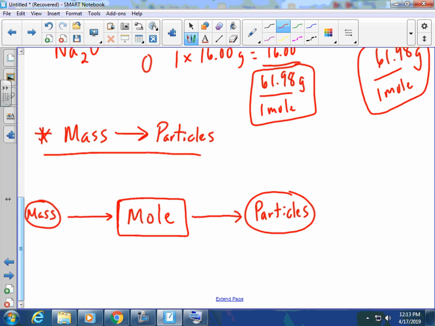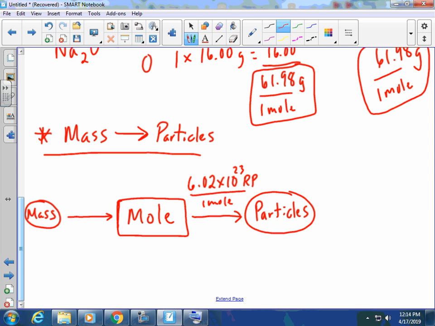All right, but here's the roads. What they are is they're conversion factors. If I want to go from moles to particles, if I know the number of moles, all I have to do is multiply by Avogadro's number, right? You're familiar with that. That's all you got to do.